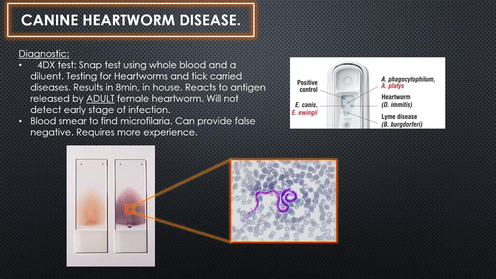Another way to do it is to do a blood smear to look at microfilaria. However, if the blood is drawn during a time when the worms are not producing much and the quantity of microfilaria is low, the chance of finding it can be low as well. So it is not a perfectly reliable test either. You can also get false negatives with this test.